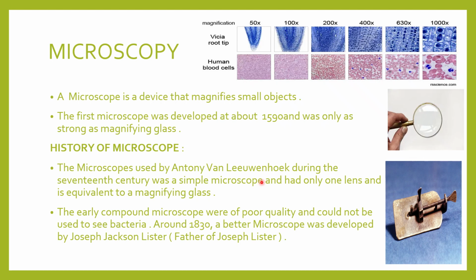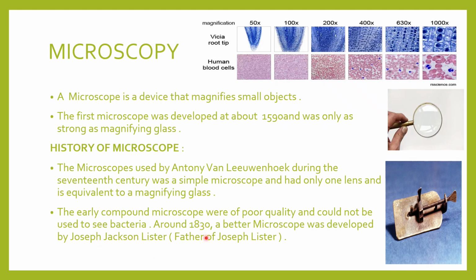So he lived in the 17th century and he designed the microscope. The first microscope which he developed had only one lens. As you can see in the picture, this is the microscope developed by Antony van Leeuwenhoek. This is the lens here. It had only one lens, and its magnifying power was equal to a magnifying glass. That's it.